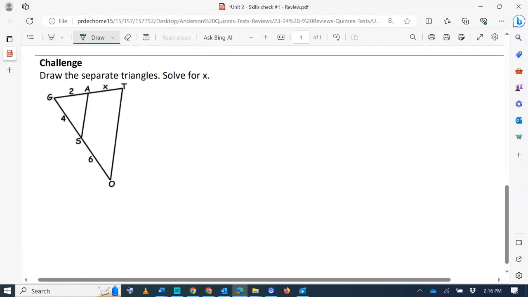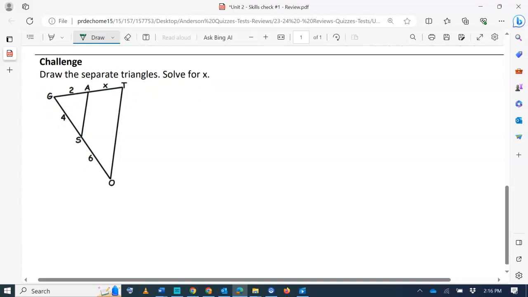Okay, we got a challenge question here. So we have two triangles. It gives you a hint. Draw the separate triangles and solve for x. So we have A, G, S. I will do this triangle in green. I'll do the next one in a different color.